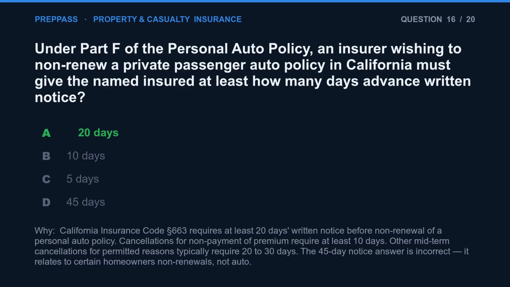The correct answer is A. California Insurance Code Section 663 requires at least 20 days written notice before non-renewal of a personal auto policy. Cancellations for non-payment of premium require at least 10 days. Other mid-term cancellations for permitted reasons typically require 20 to 30 days. The 45-day notice answer is incorrect. It relates to certain homeowners' non-renewals, not auto.